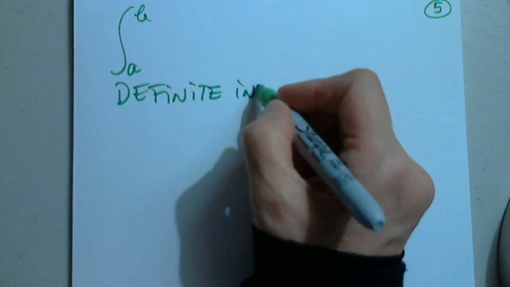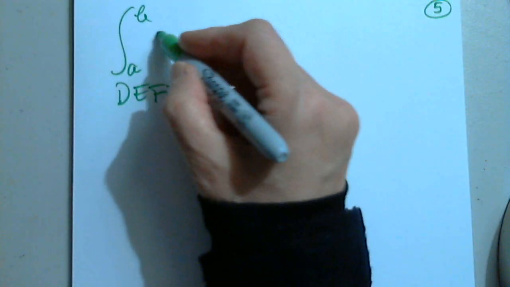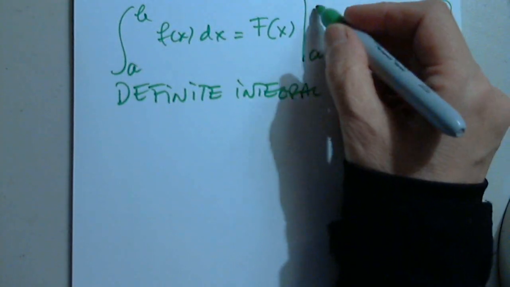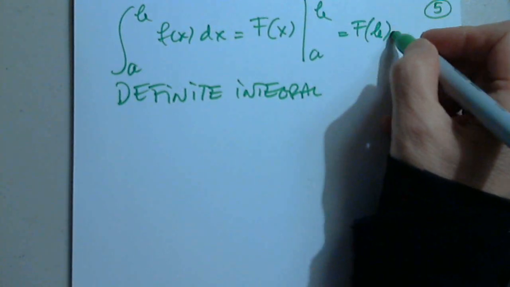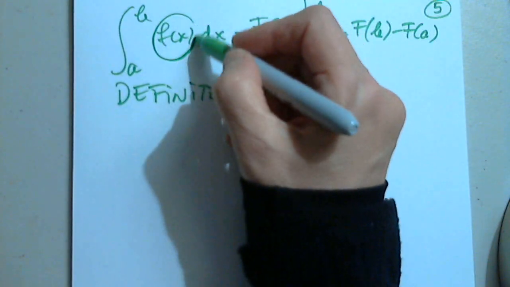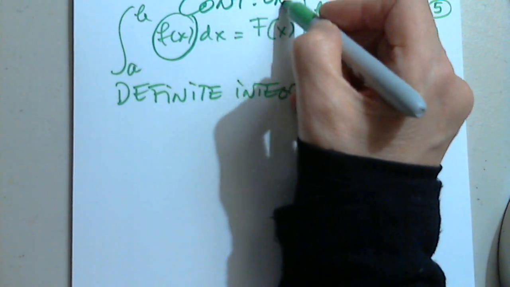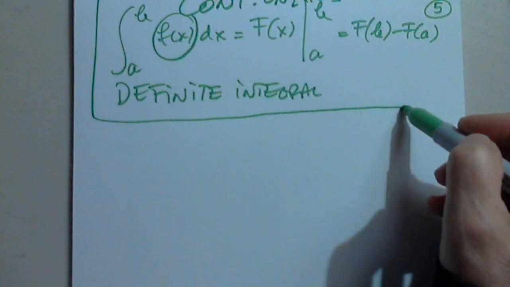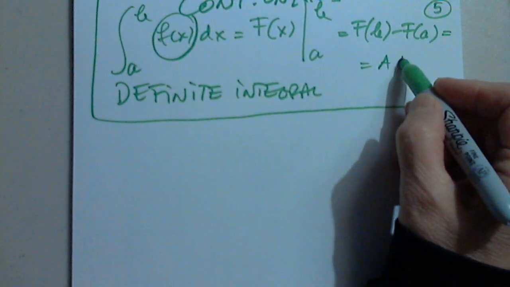So we already know what a definite integral is. We said the integral from a to b, so this is a definite integral, of f of x dx is the antiderivative evaluated from a to b, which is F of b minus F of a, for this function being continuous on [a, b]. So this is what the definite integral represents, and this is a number.